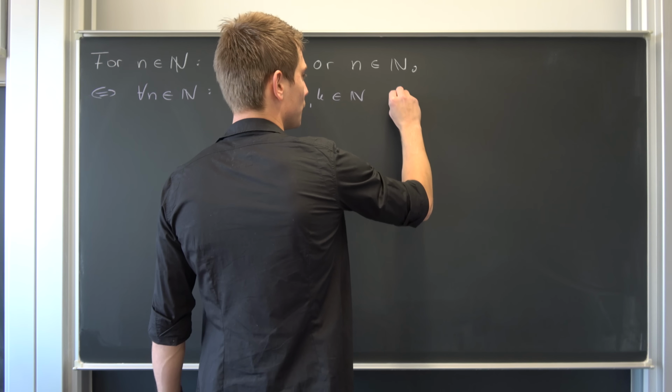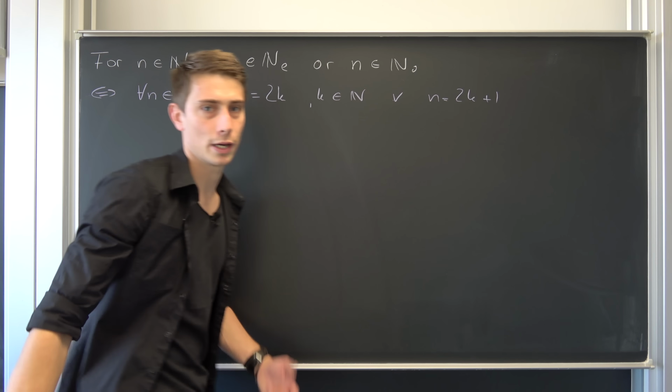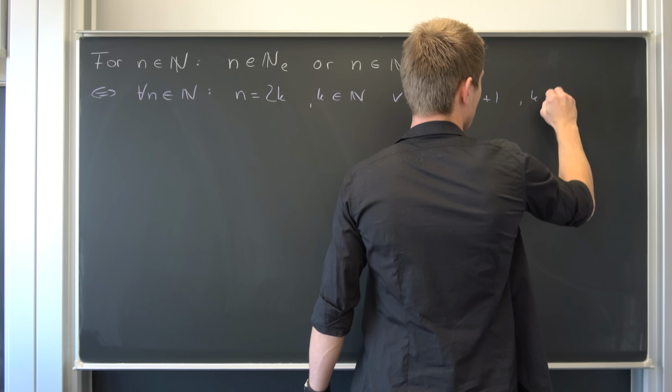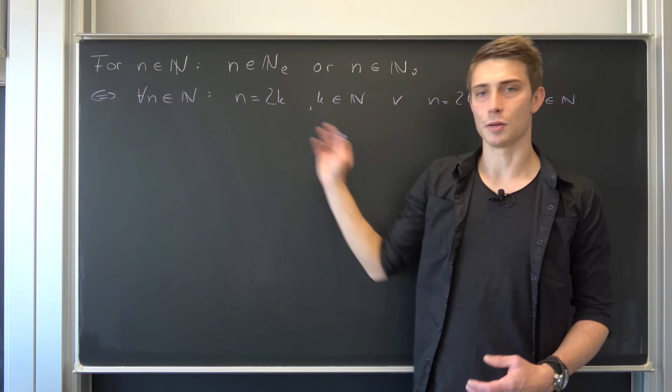Or, well, n is of the form 2 times k plus 1, where k is an element of natural numbers. Okay, with that out of the way, we have written this in a more mathematical way.